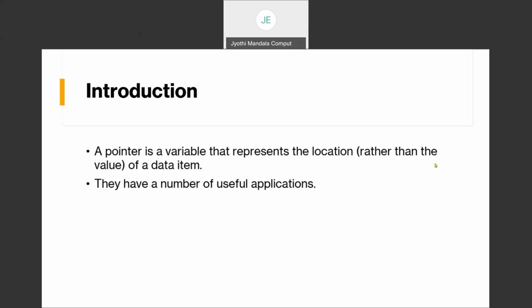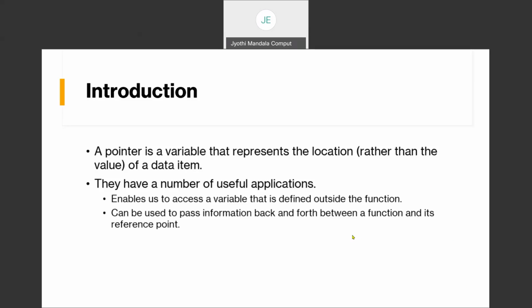But the difference between a normal variable and a pointer variable is that a normal variable will be holding some value according to its data type, whereas a pointer variable will be holding the address. Now, what is the requirement of storing the address? It has many useful applications. If you want to access a variable that has been defined outside of your function, that can be done easily by using the pointers concept.